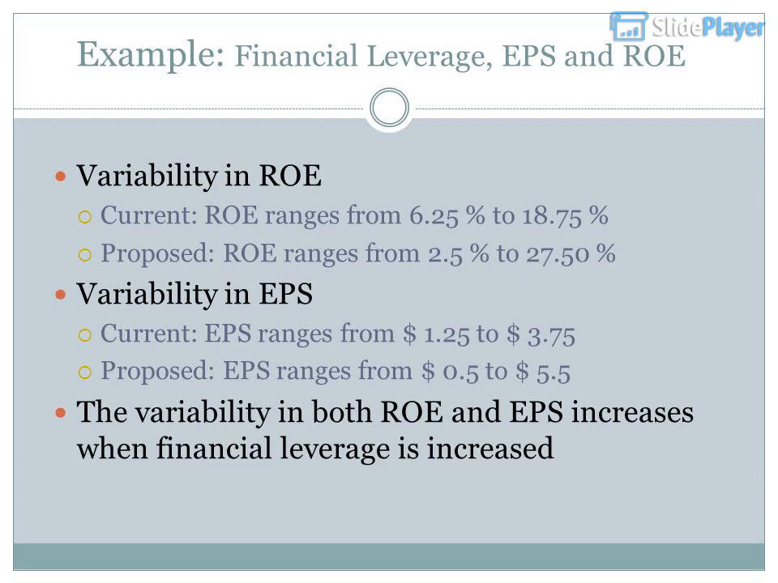Example, financial leverage, EPS and ROE. Variability in ROE. Current, ROE ranges from 6.25% to 18.75%. Proposed, ROE ranges from 2.5% to 27.50%. Variability in EPS. Current, EPS ranges from $1.25 to $3.75. Proposed, EPS ranges from 50 cents to $5.50. The variability in both ROE and EPS increases when financial leverage is increased.